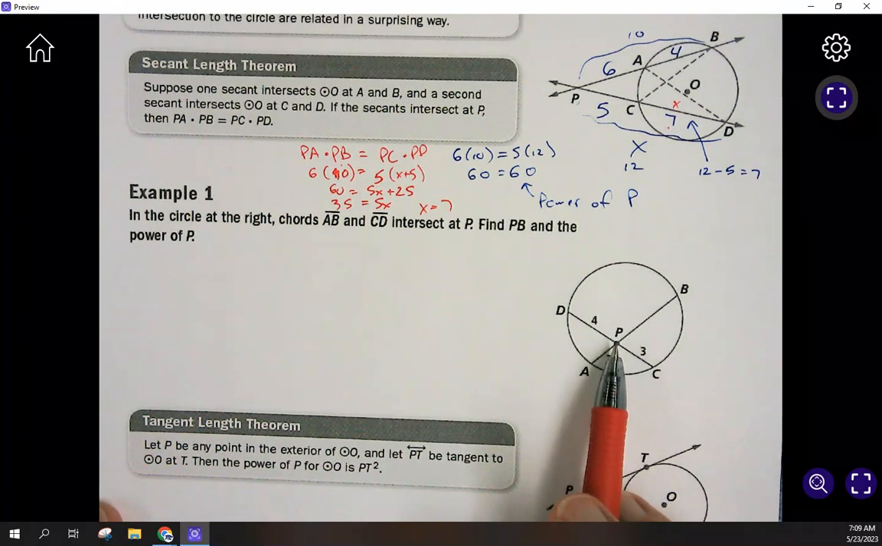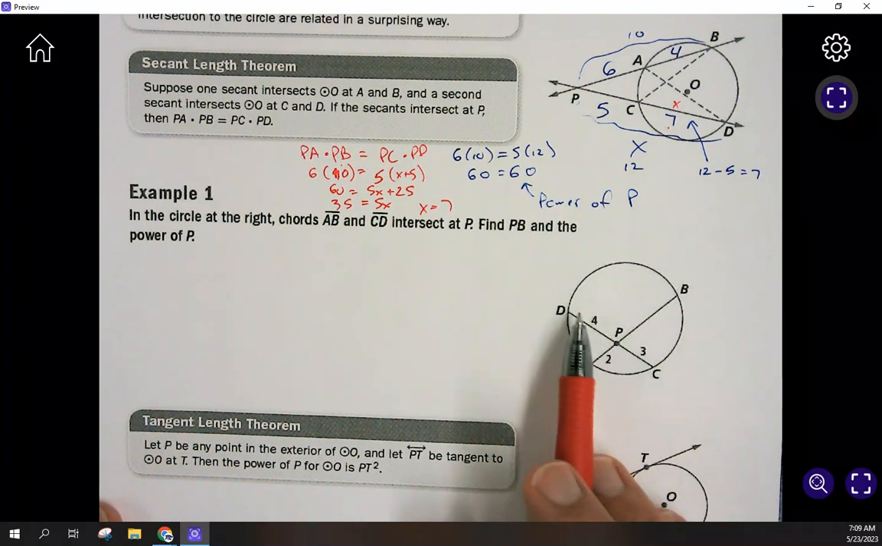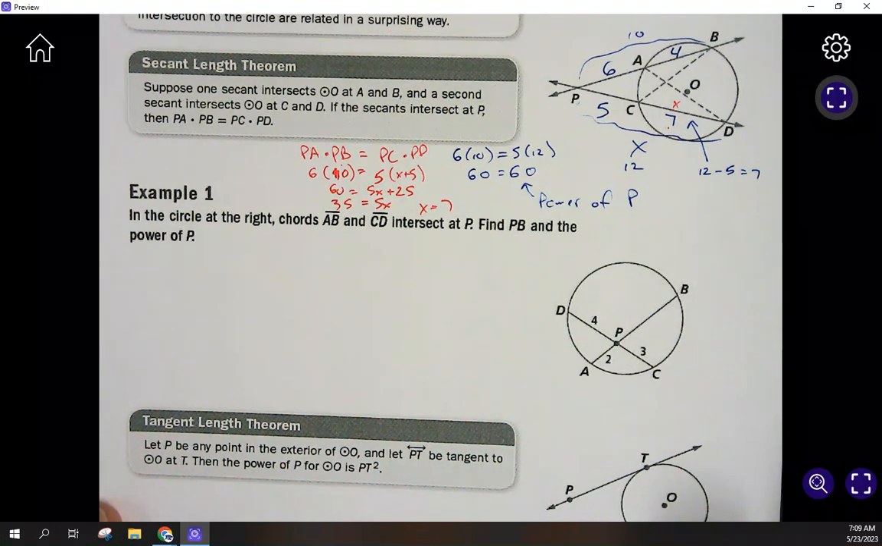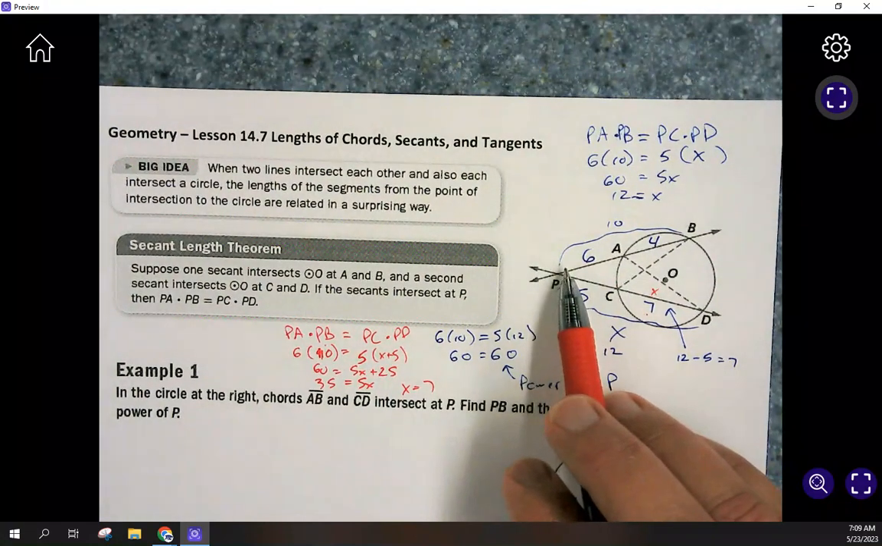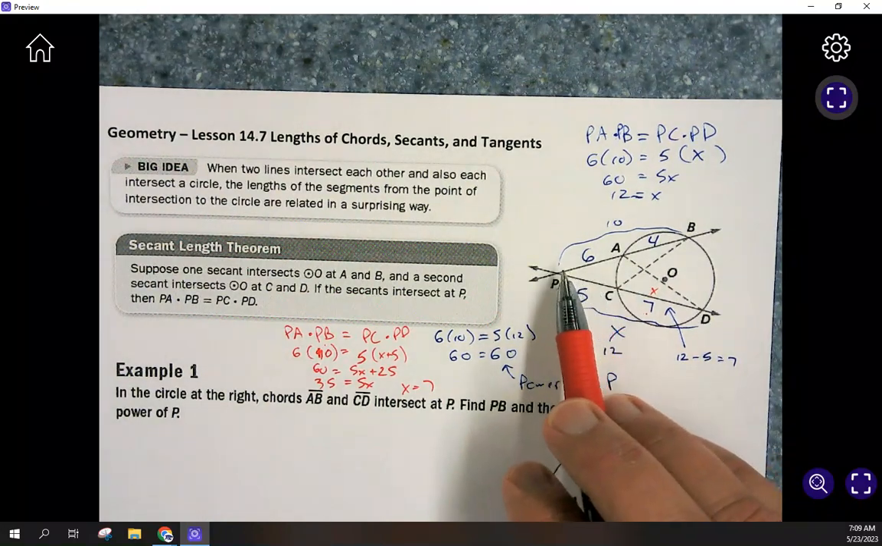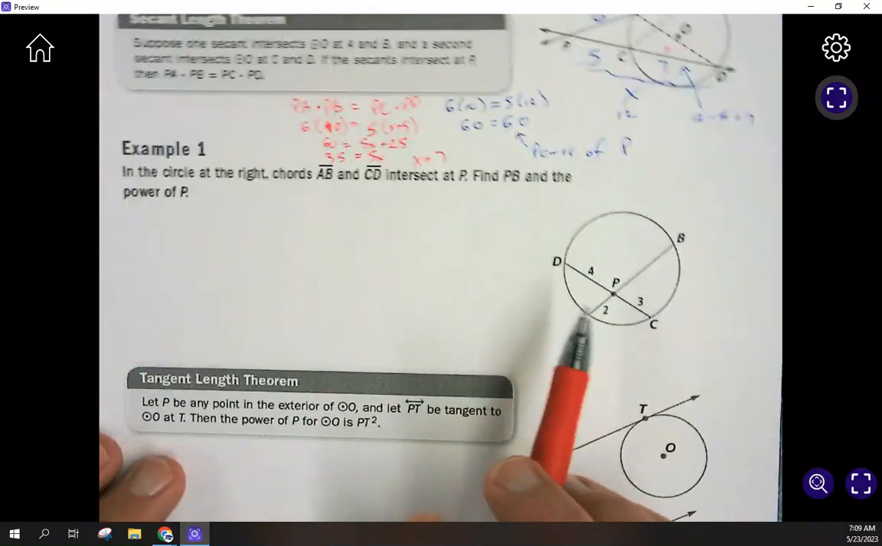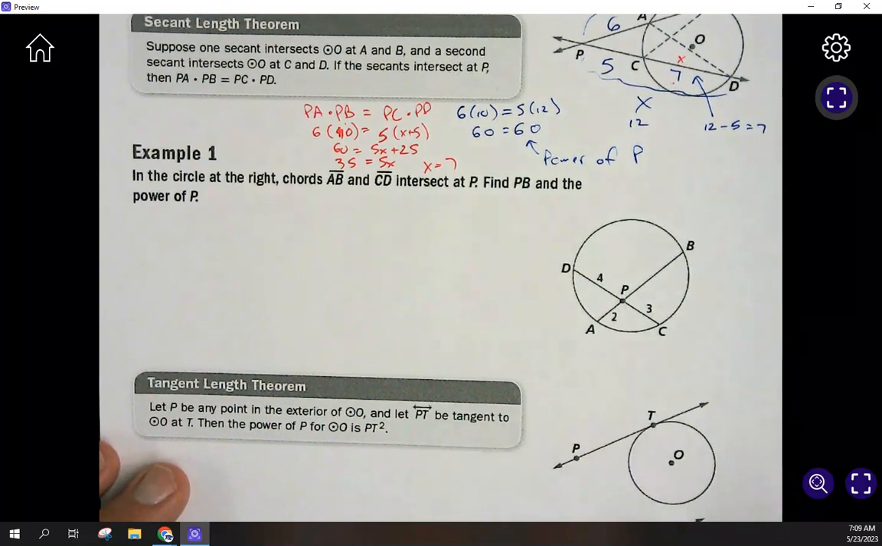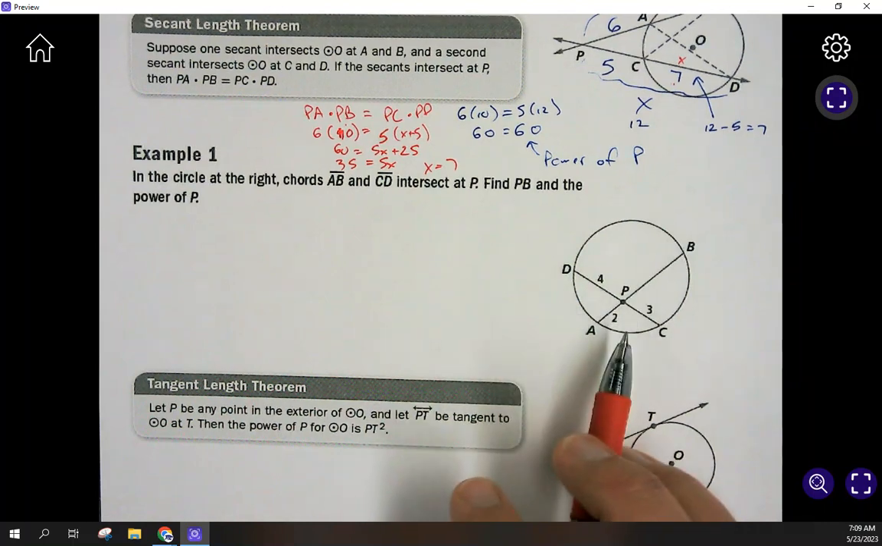Still going to follow the same rule. The distance from P to one point of the circle times P to the other point on the circle is what we're going to be looking at here. So remember, it was the distance from P to A times the distance from P to B. So here it's going to be the distance from P to D times the distance of P to C. I might have just kind of confused you saying that all out loud. So let's go ahead and set this up.